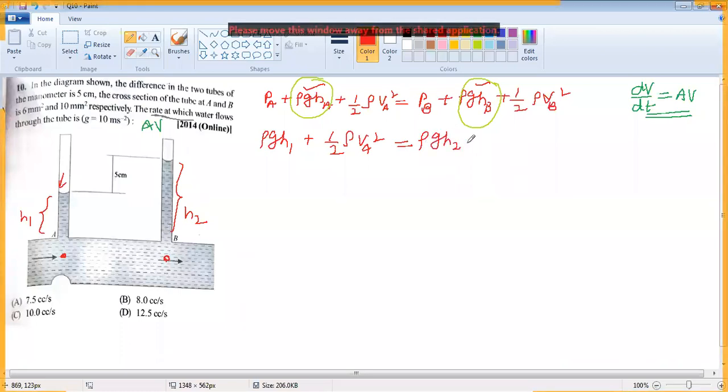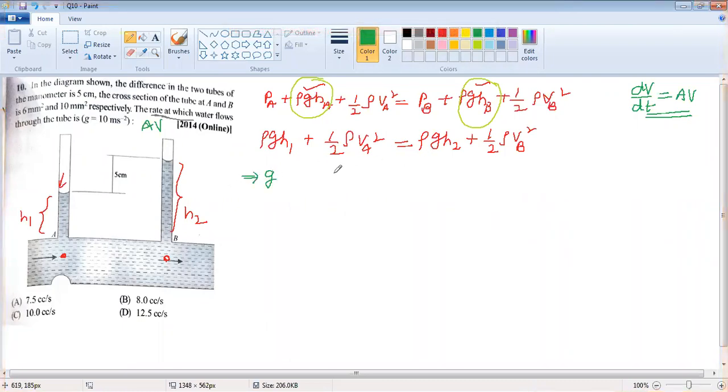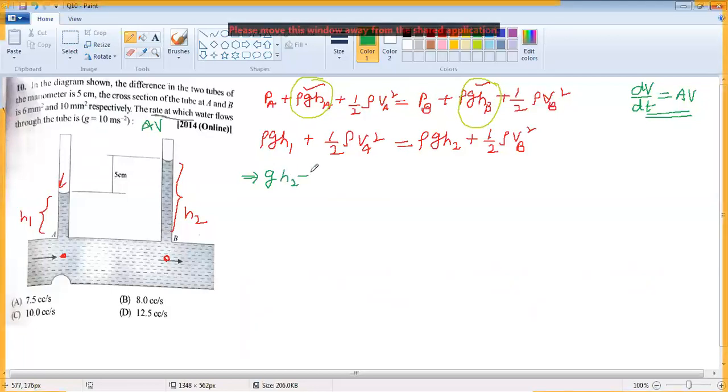rho GH2 plus half rho VB square. So same liquid density will be cancelled. The density will be cancelled. Look at this, GH2 is more here. So H2 is more, in the sense I bring the H1 to this side. So g into H2 minus H1.